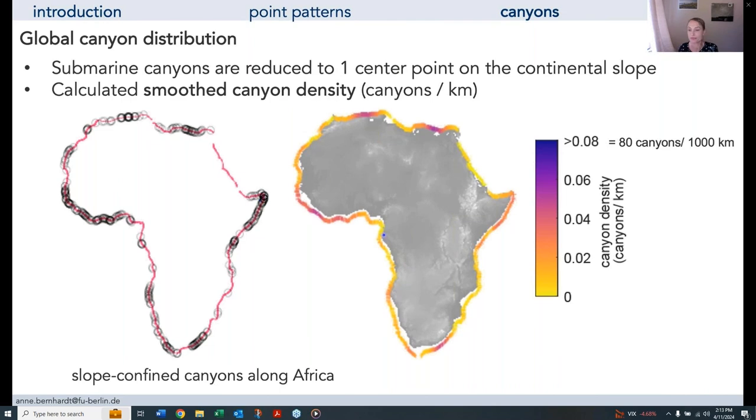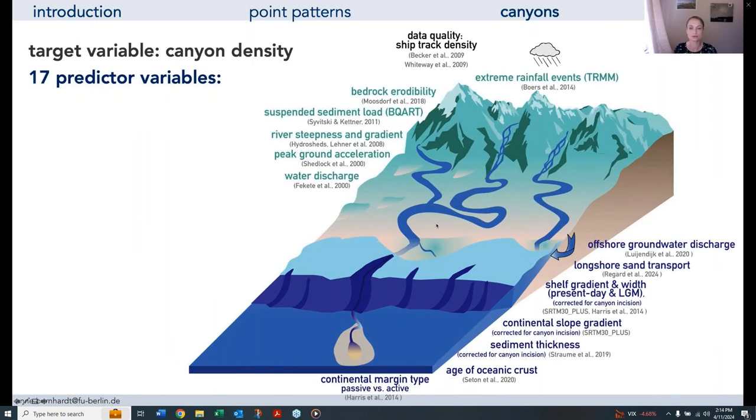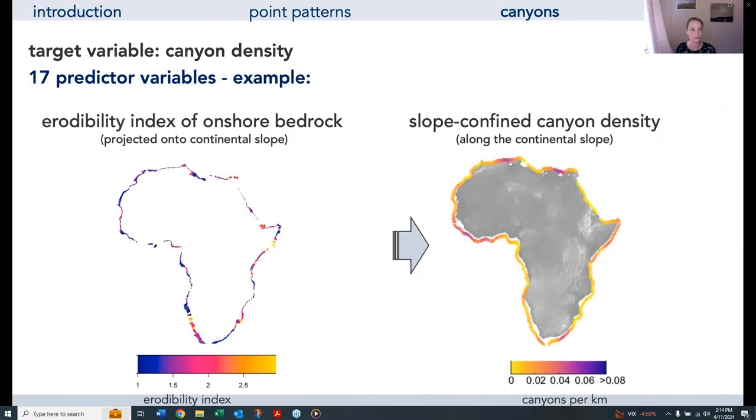And as you can see here in the color scale, large canyon density would be 0.08 canyons per kilometer. That's a bit hard to imagine, but that translates to 80 canyons per 1,000 kilometers of continental slope stretch. We use all these predictor variables that I had already introduced, and we add one more for data quality, because where the mathematical data quality is higher, you might be observing more canyons, so we correct for this as well.